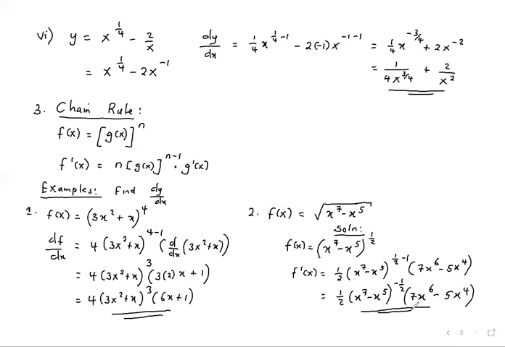Okay, and then another method, method 4. Now talk about the product rule. If f of x is equal to u multiplied by v, where u and v are functions of x, then the derivative of f is going to be the derivative of u multiplied by v, plus the derivative of v multiplied by u.